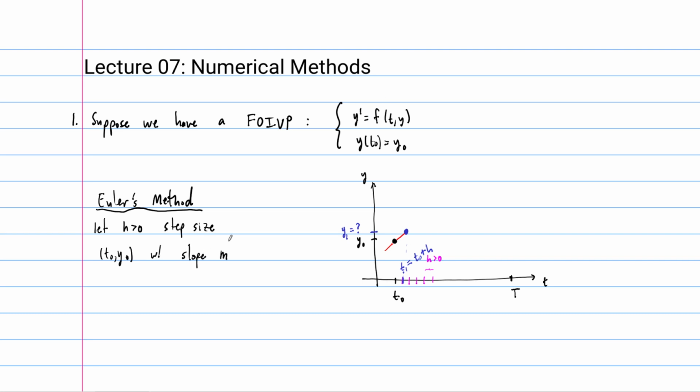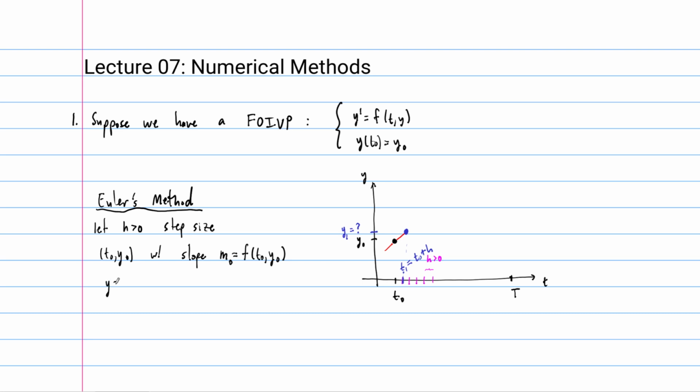So I'm going to call this slope m, and this slope is going to be f of t naught, y naught. Let's call it m naught, m0. And that is exactly the slope prescribed by the first order differential equation. So this point y1, well, first of all, let's write down the equation of this line, right? I mean, it's tangent to our solution curve, which is why I keep saying tangent, but it's just a line, right?